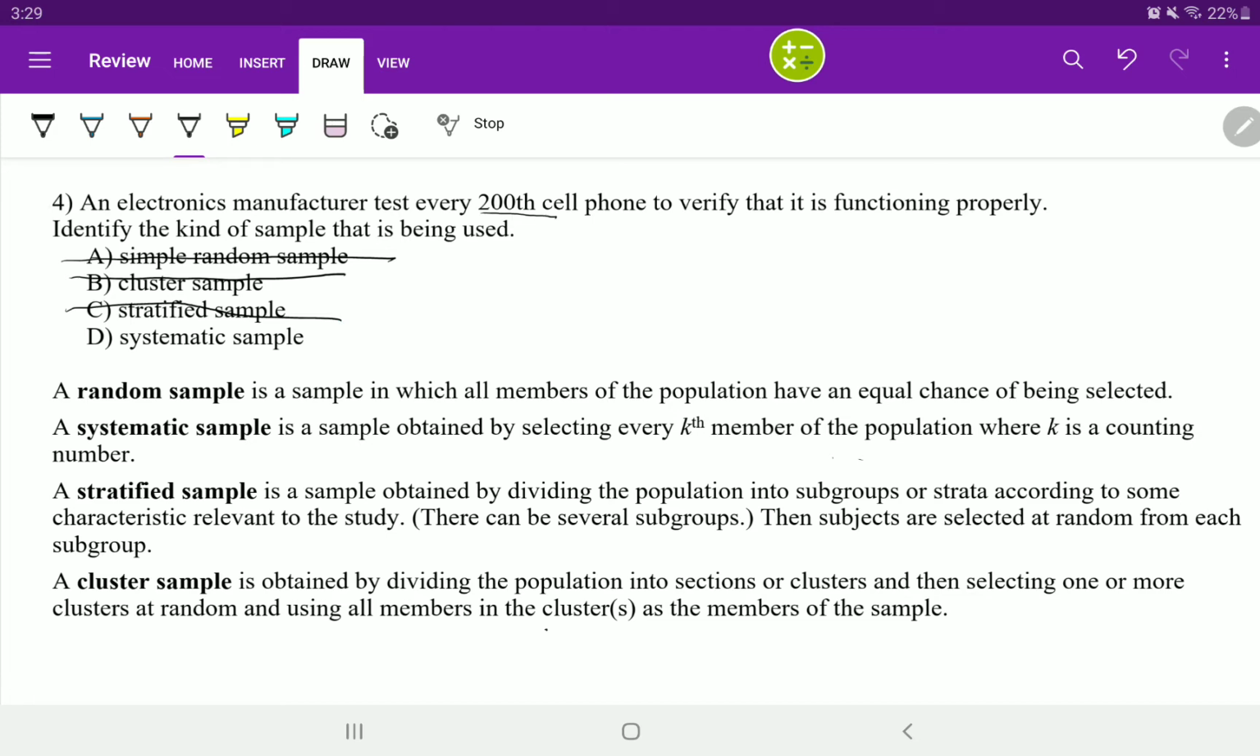But when it comes to systematic, it says the sample is obtained by selecting every kth member of the population, where k is a counting number. We selected every 200th cell phone to verify that it is functioning. That's why the answer is D. It is systematic sampling. I just want to explain to you guys, kind of briefly, what each sampling technique is, and how it applies to the question. We also call this probability sampling.